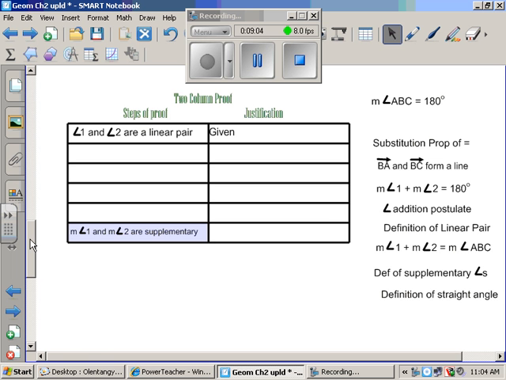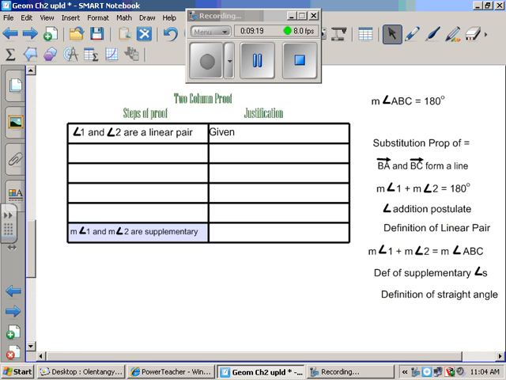Can we maybe separate some so we put the reasons on one side and the statements on another side? Sure. You guys know which ones would be? Do you understand the difference between what would be a reason and what would be a statement? Yeah, let's do that together.